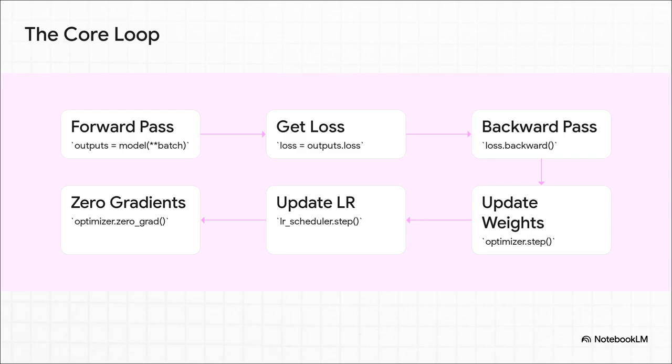For every single batch of data, we first push it to our device, like a GPU. Then we do the forward pass to get the model's predictions and the loss. Next up, the super important backward pass. loss.backward calculates all the gradients that tell us how to improve. Then optimizer.step uses those gradients to actually update the model's weights. And finally, we update our learning rate and call optimizer.zero_grad to wipe the slate clean, ready for the next batch.